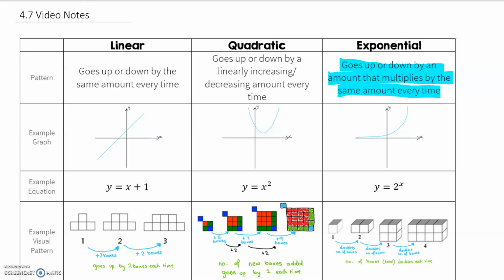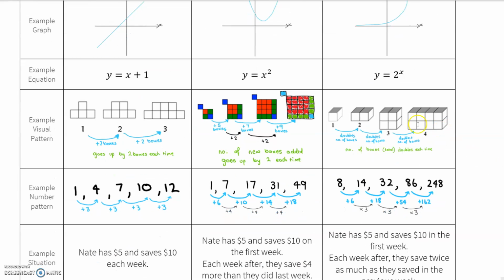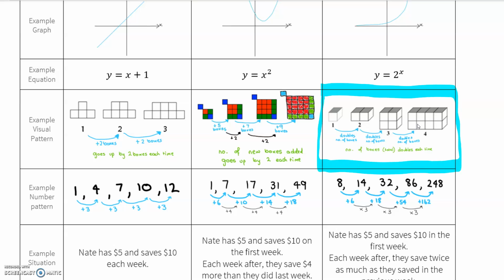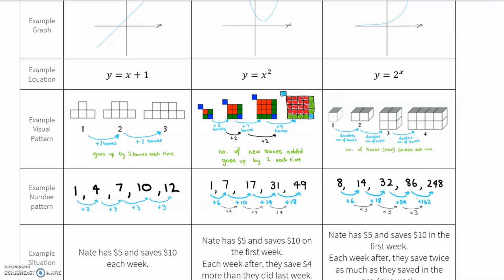So in the last two, we added an amount each time. This time, we're multiplying by an amount each time. So you can see why it would go up or down really quickly. And if we look in our examples, in this box situation, you can see how the number of boxes doubles each time. So it doesn't add by the same amount each time, it doubles each time. So you're multiplying the number of boxes by 2 each time you go up a step. And that's how it makes a difference from quadratic and linear. You're multiplying by a factor.